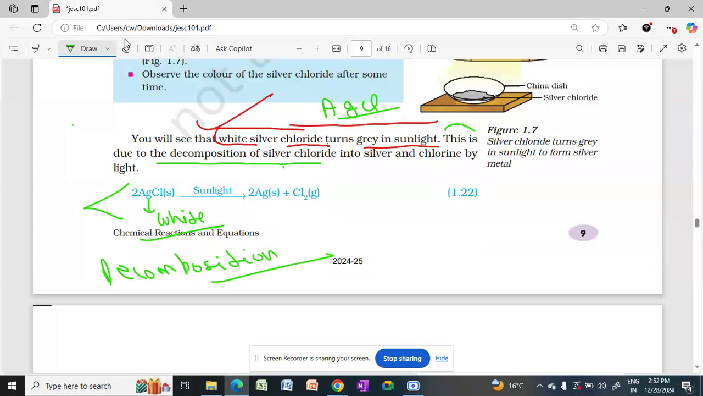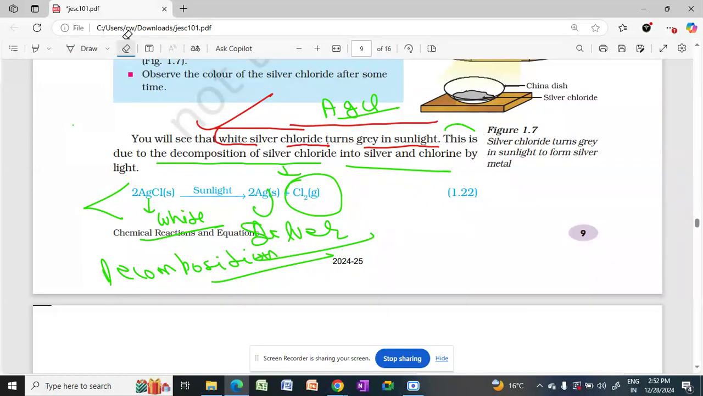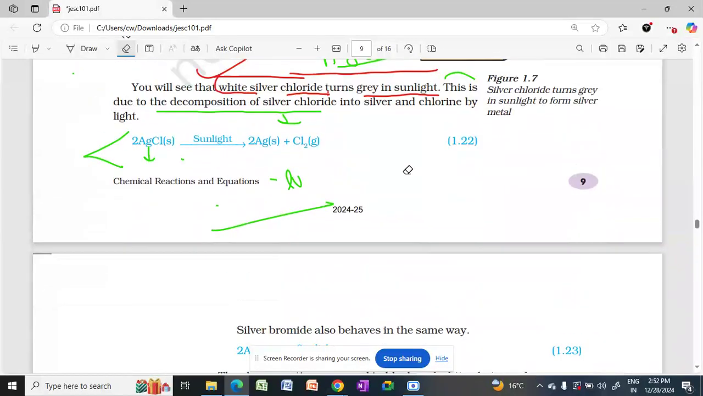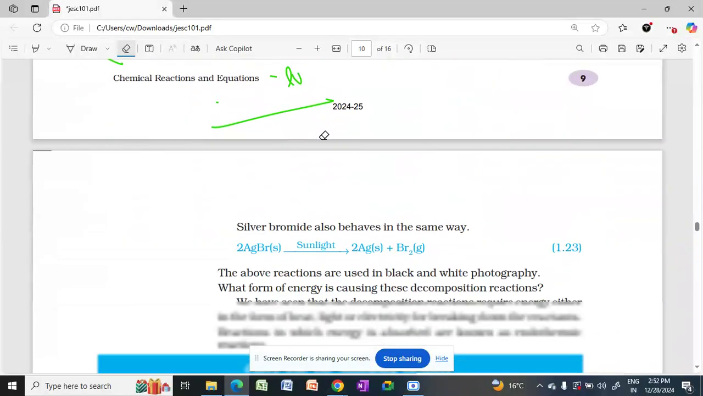So this is due to the decomposition of my silver chloride into what? Into silver, first, and second I will get chlorine. Clear? Jason, clear? Yeah, by the sunlight. Very, very important. Okay. So here in this reaction, you can see Cl2, chlorine, you will get.